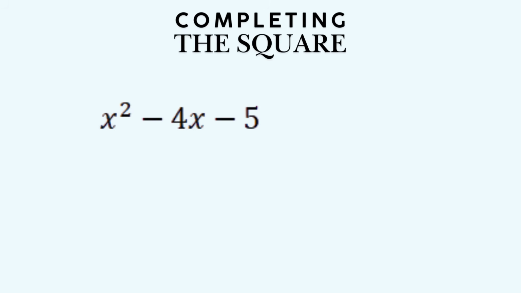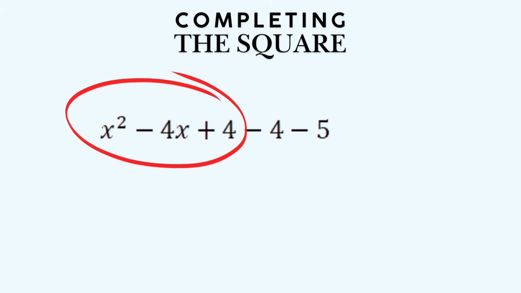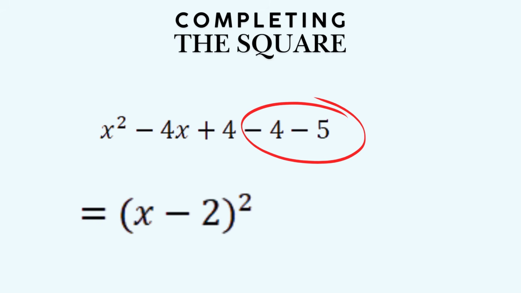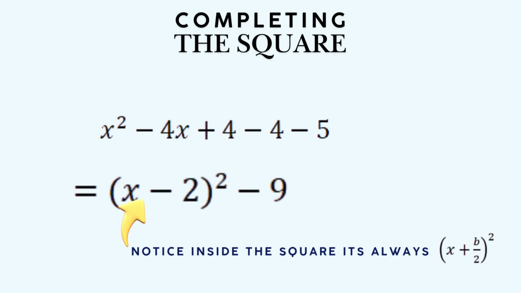Let's try another. Again, all we need to do is divide the x coefficient by 2 and square the result. Now -4 divided by 2 is -2. The square of -2 is positive 4. So we will add 4 to the expression to get a perfect square. We also need to subtract 4, since we are only rewriting the expression. We are not changing its overall value. Now x² - 4x + 4 is (x - 2)² expanded, while -4 - 5 is -9. So our solution is (x - 2)² - 9.